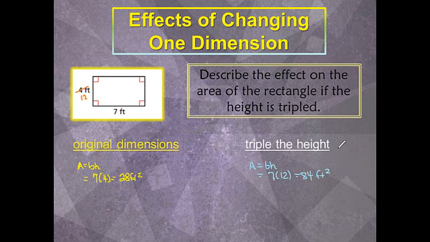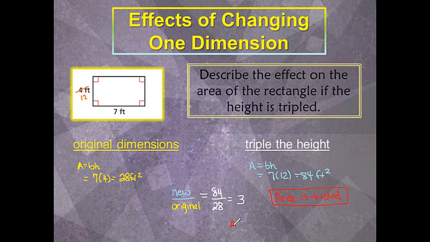So what is the effect that that had on the area? Well, let's look at the new area over the original area. And we get that it is 3 times the original area. So if we want to describe the effect that tripling the height had on the area of the rectangle, the area is tripled. This is actually easy to see if you just look at the formula and not even really pay attention to the actual lengths that are given.